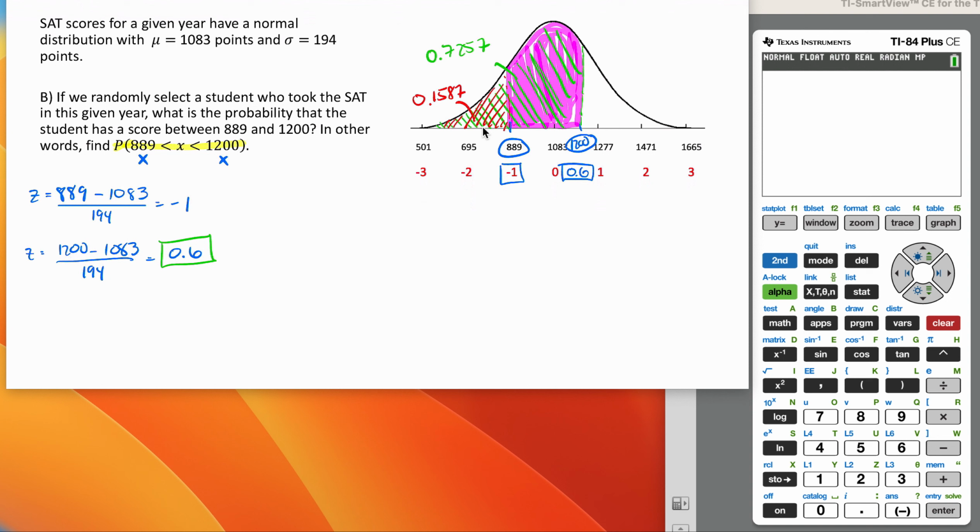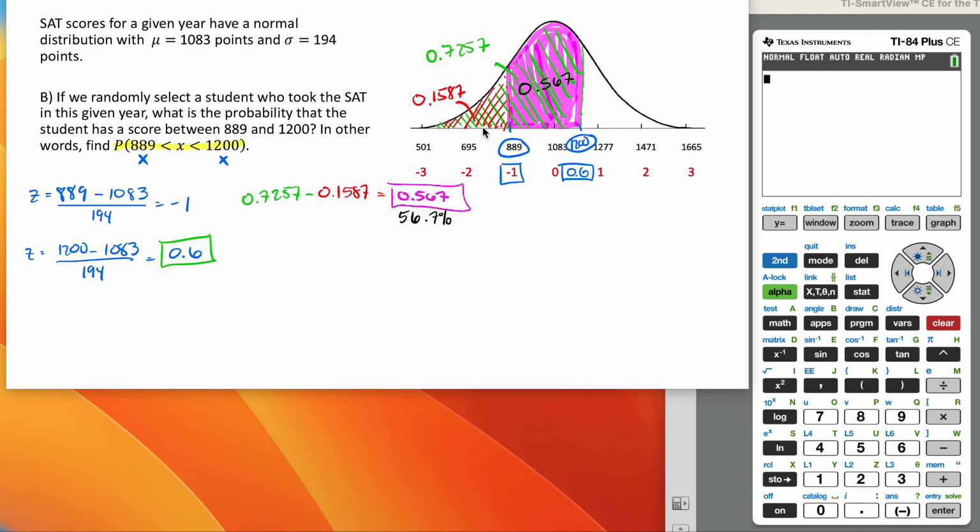So we can do a little bit of math here, and I hope that you will agree with me that if I take the area in green, so 0.7257, and I subtract the area that's red, the 0.1587, it will give me the area that is in pink. So if we do that calculation, that gives us an area of 0.567, which means that there is a 0.567 or approximately 56.7% chance that we will select an SAT score between an 889 and a 1200.